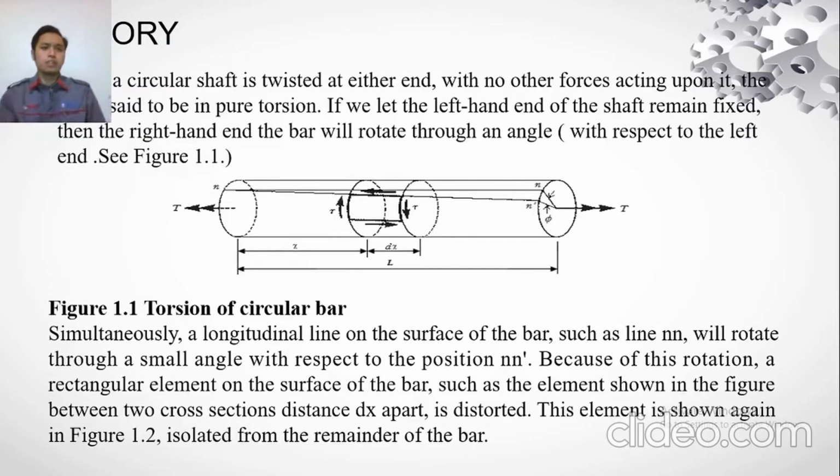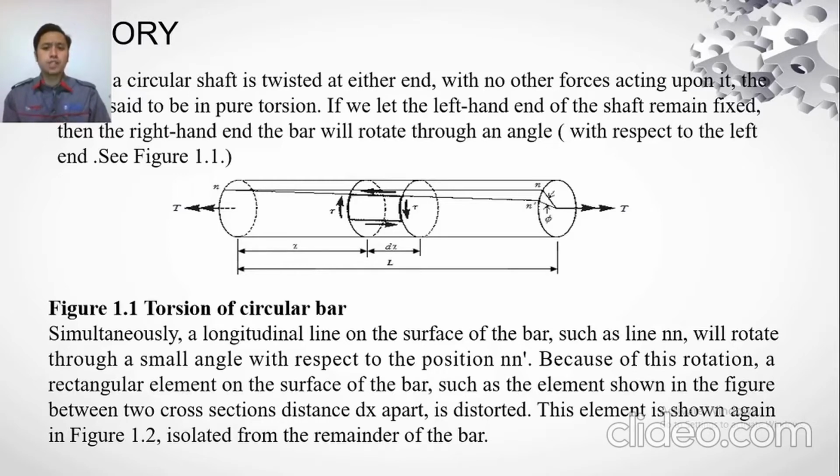Firstly, when a circular shaft is twisted at either end with no other forces active upon it, the bar is said to be in pure torsion. If we let the left-hand end of the shaft remain fixed, then the right-hand end of the bar will rotate through an angle with respect to the left end, and we will see Figure 1.1. Simultaneously, a longitudinal line on the surface of the bar will rotate through a small angle with respect to its original position.